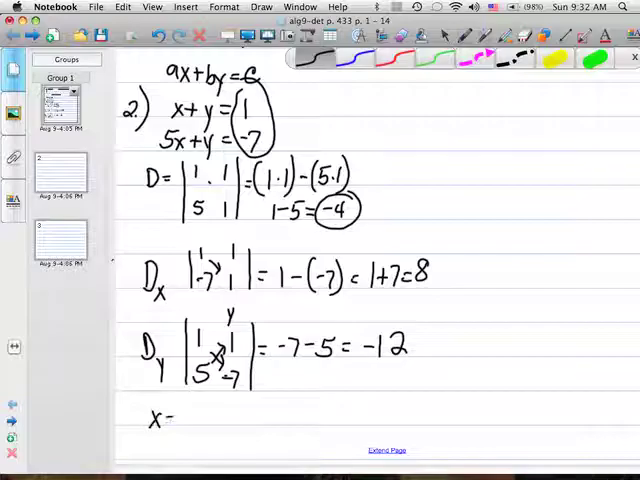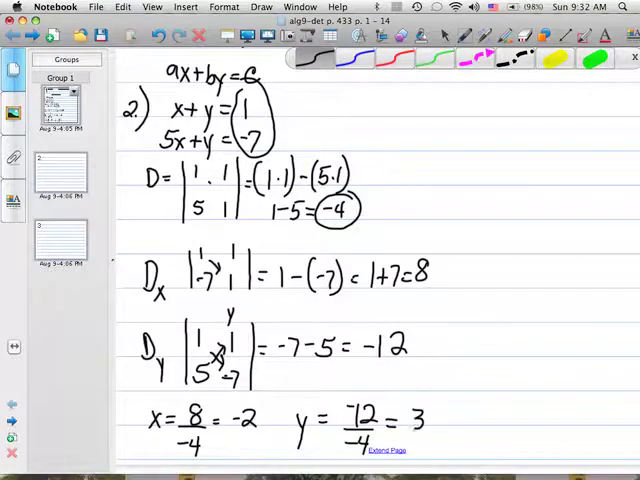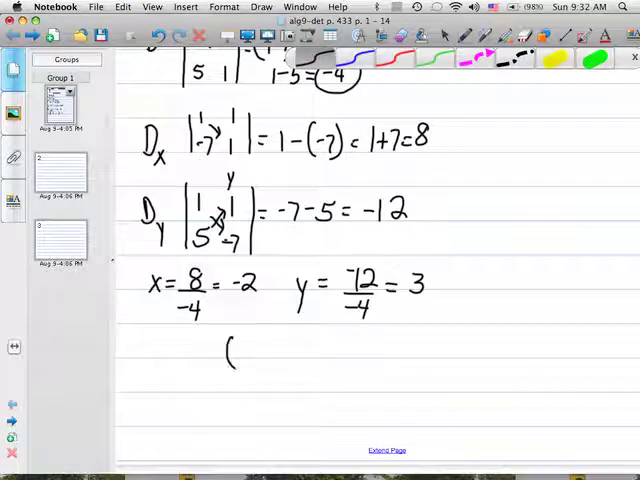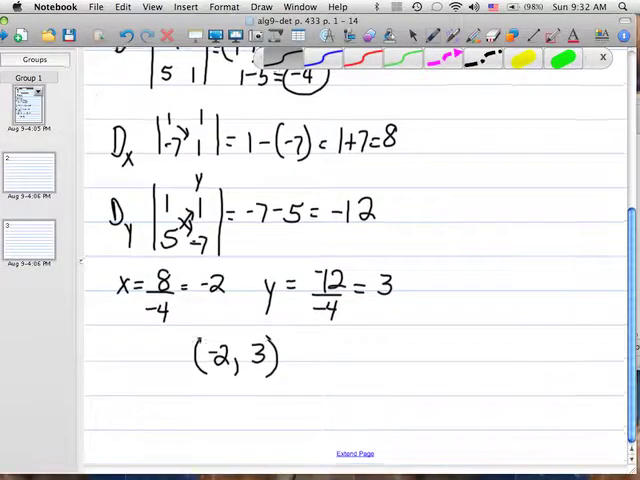So x will equal 8 over negative 4, which is negative 2, and y will equal negative 12 over negative 4, which is 3. So our ordered pair should be negative 2, 3. And you don't have to write this down, but just watch for a minute.